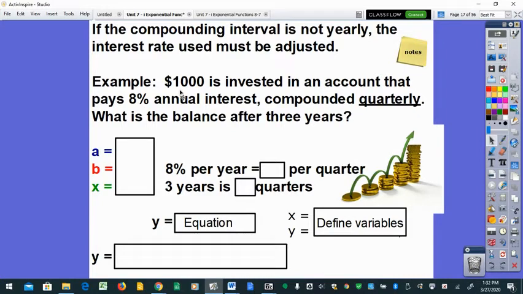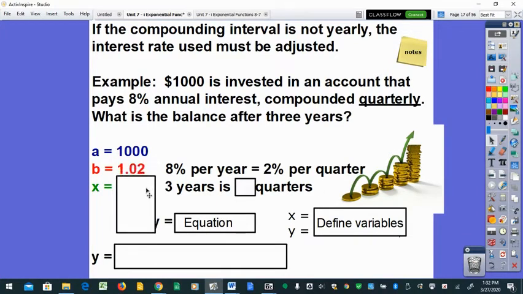That means that they're going to put the interest in every quarter, and they want to know what will the balance be after 3 years. So the A is still the $1,000, guys. That hasn't changed, but now we have to stop before we move on to finding the factor, because this 8% for the year is going to be parceled out to each quarter. Quarter means 4 times a year. So if we take that 8% and divide it by 4, you're going to get 2% each quarter. So our factor is going to be 1.02, not 1.08, because it's per quarter.